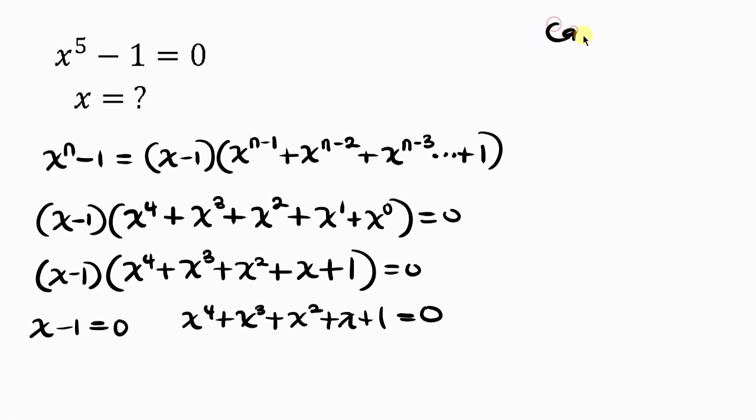So for case 1, we have x minus 1 to be equal to 0. And to get the value for x, I'm going to be moving negative 1 to the right hand side. So as negative 1 crosses to the right, it becomes positive 1. So this is one value for x. Now for us to get the other values of x, we're going to be solving the second case. Let's do that on the next slide.